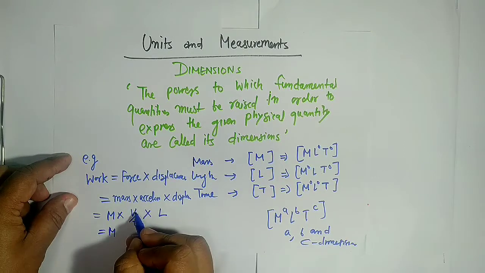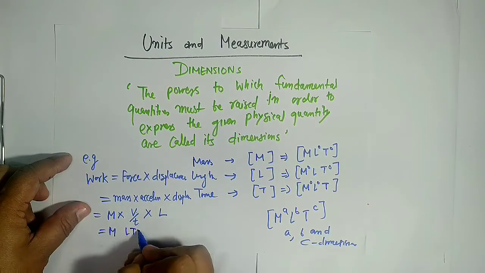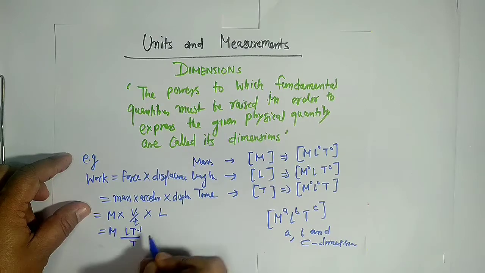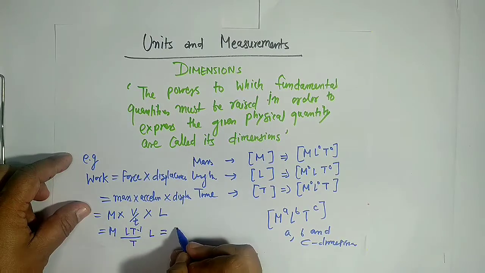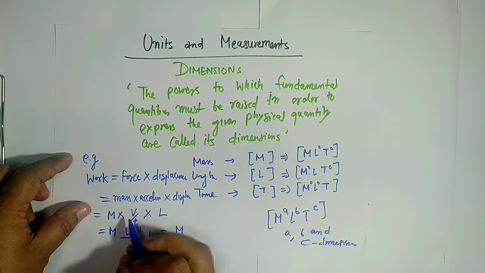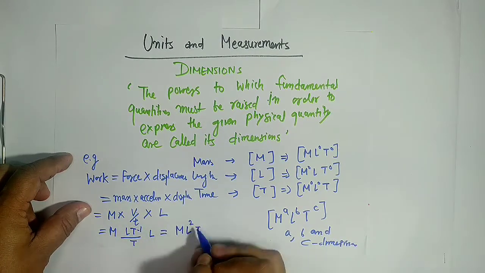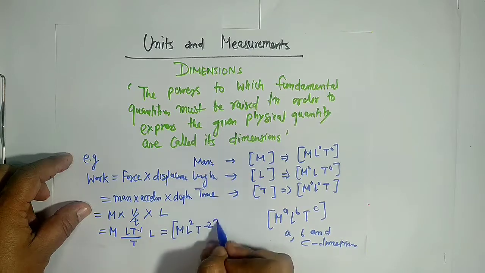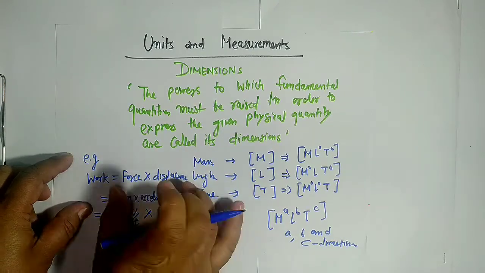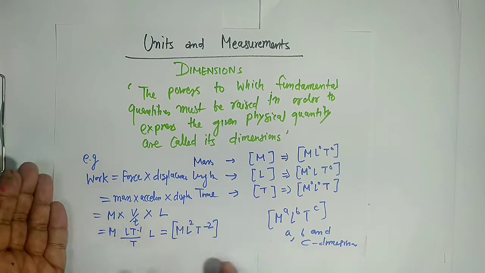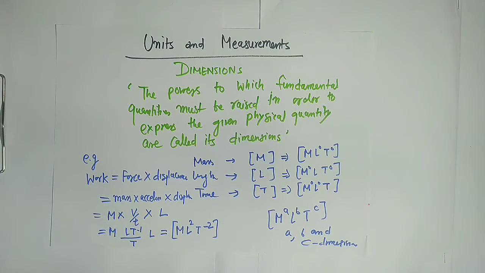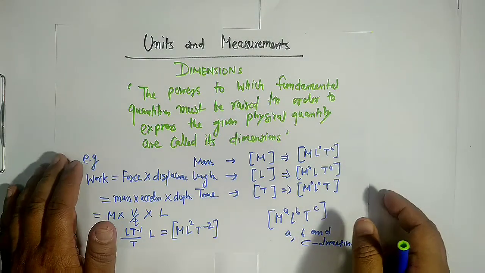What is velocity? Displacement upon time. So it will be LT minus 1, and again there is T. So it will be ML square T minus 2. See here, how you calculated it? You know the formula, you can find out the dimensions. So today we will discuss some dimensions related with the physical quantities.